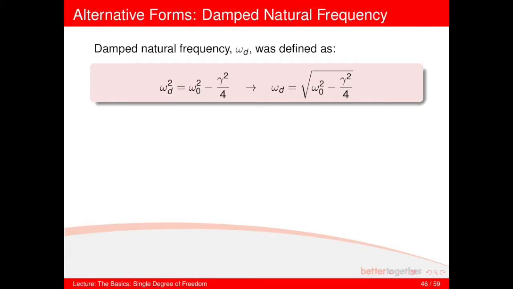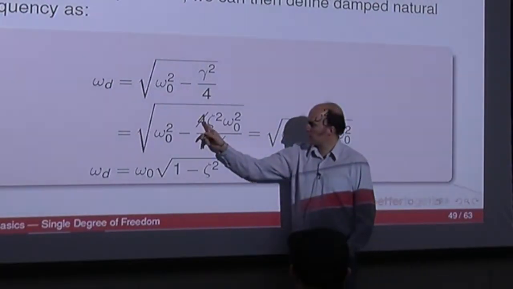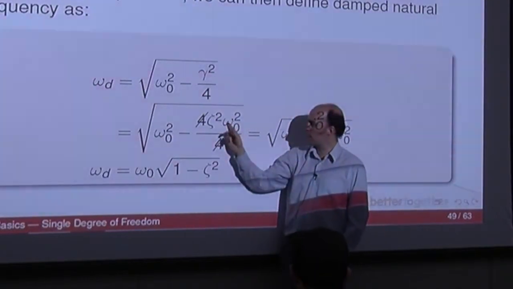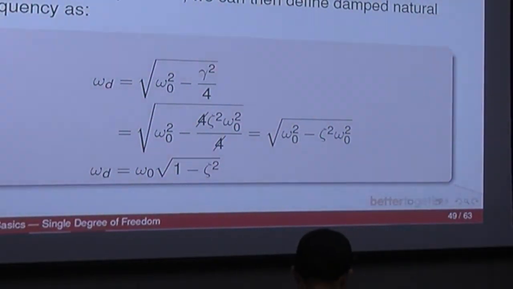Omega d is defined as the square root of omega naught squared minus gamma squared upon 4, which obviously makes sense. And what we can do is rearrange. Instead of gamma squared, we can put in 2 zeta omega naught, squared, which is 4 zeta squared omega naught squared, into this equation. And you can do some rearranging.